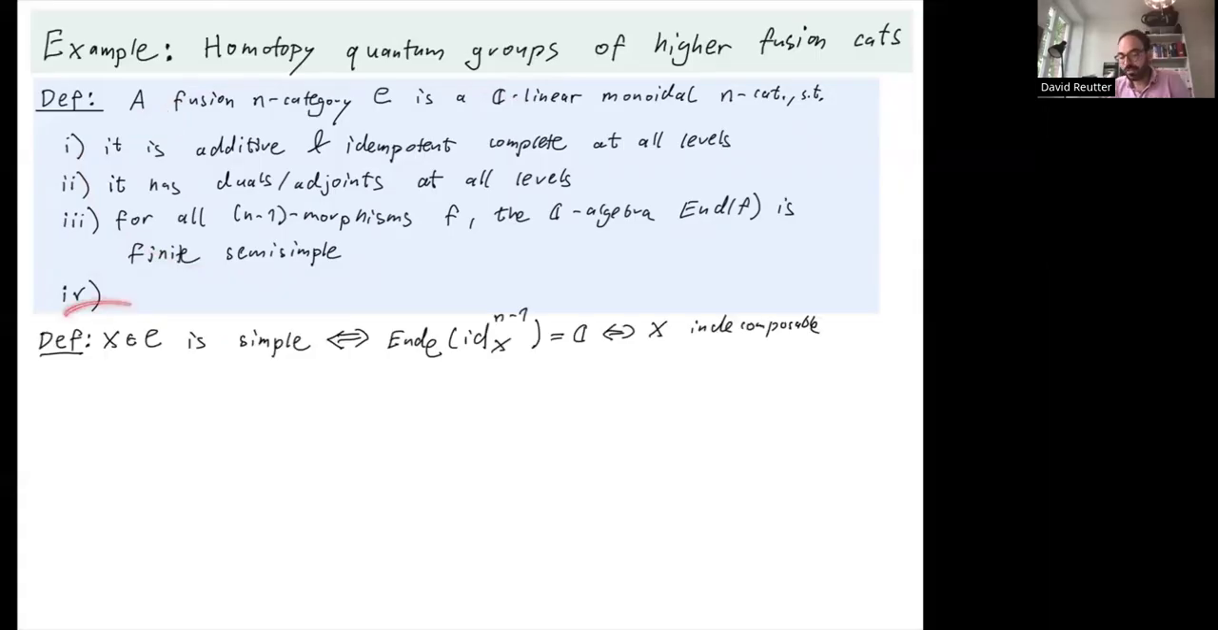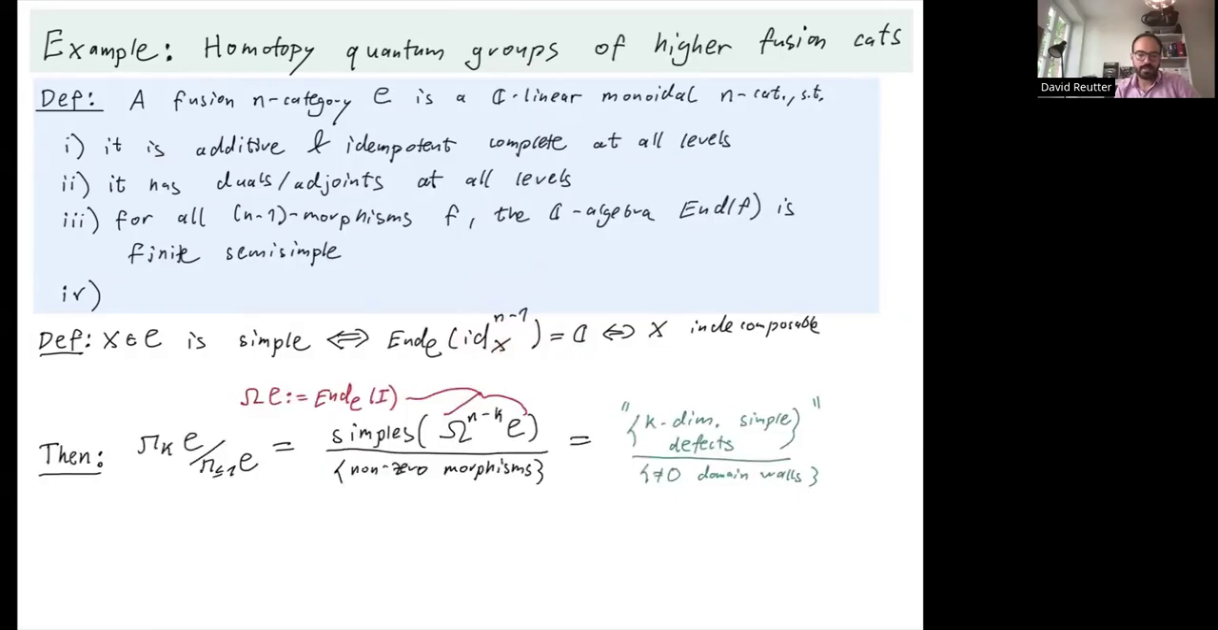But to even say this, I briefly have to say what it means for an object to be simple. An object X is simple if and only if it's indecomposable. That's a theorem and not a definition, but fine. Once you know it, you can take that as your definition of simple. If and only if I take the identity on X and the higher identity, and then look at the endomorphisms, the point where I get a vector space out, this has to be one-dimensional. Again, for n equals 1, this is just saying that the algebra of endomorphisms of X is one-dimensional. And you can think of this X as some higher surface or d-dimensional object, and the endomorphisms of the identity are just the points that live in that object labeled X.